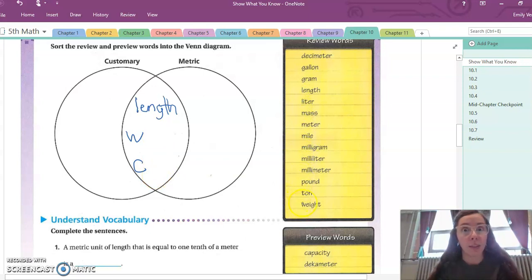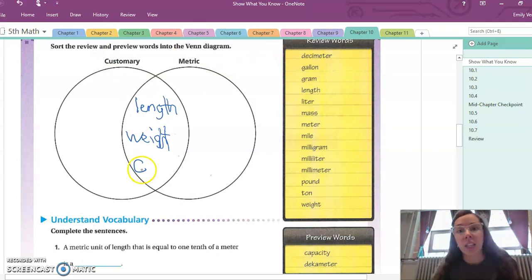Aha, weight. Weight, again, is just something. Did I spell that right? No, I did not. I forgot the H. Oops. Anyways, weight is something that can be measured, and both customary units and metric units measure how heavy things are. They just have different names.